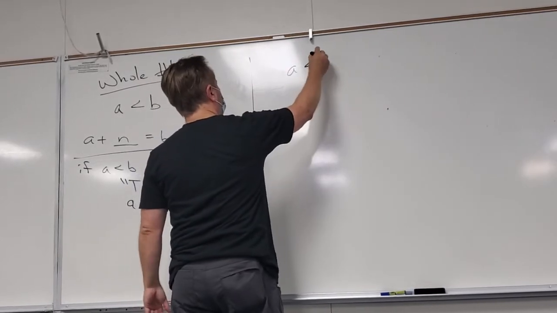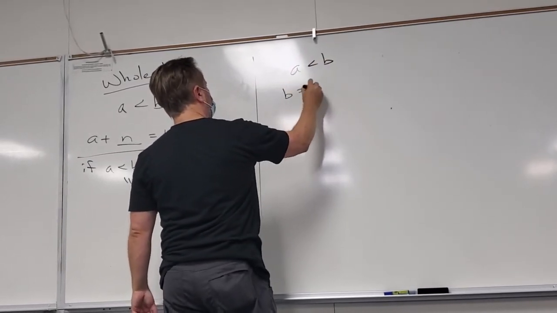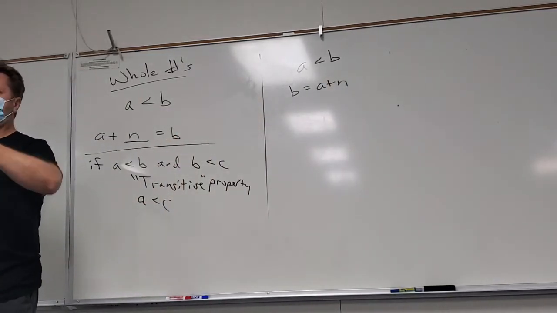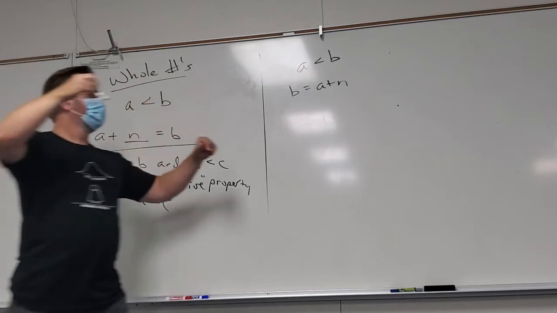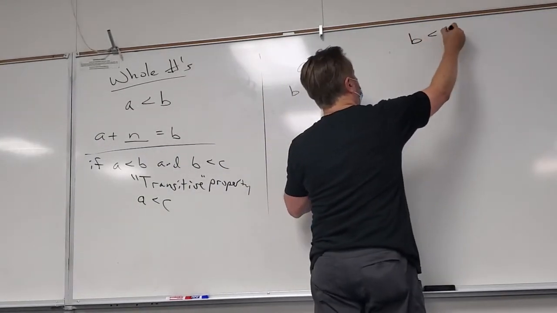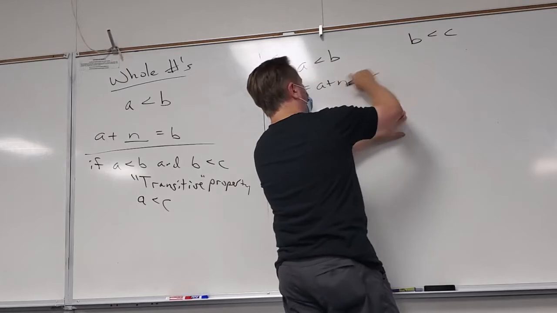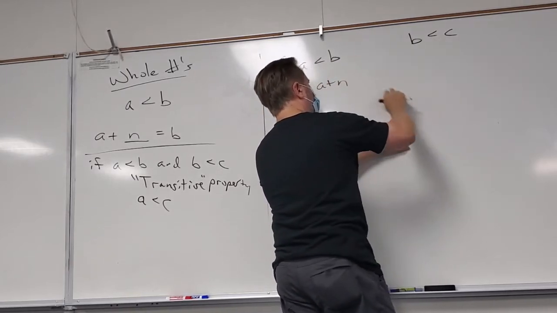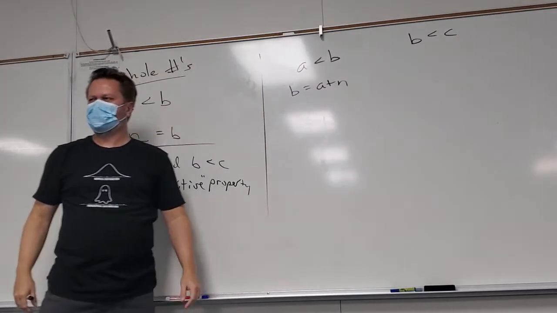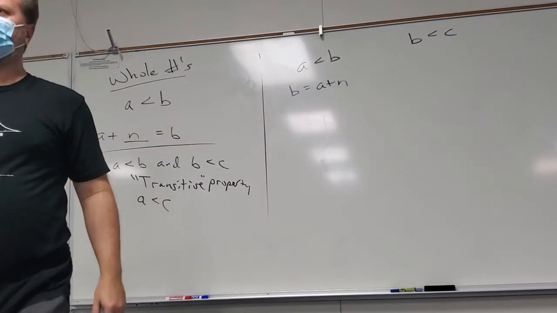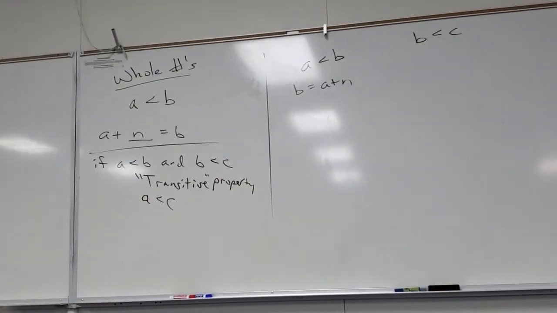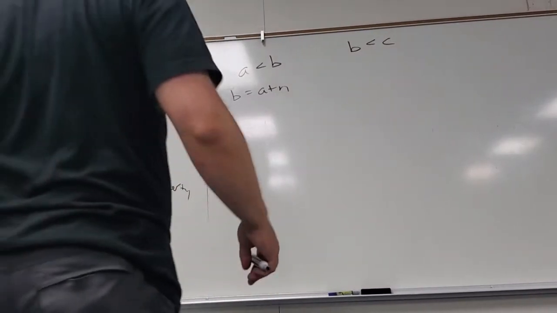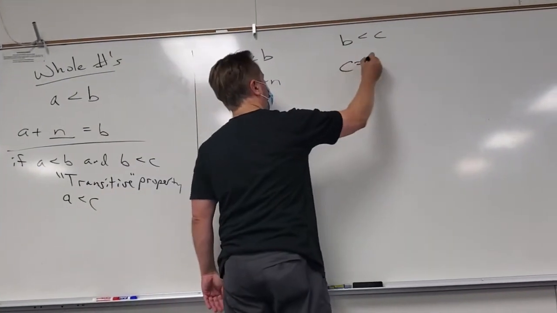So if A is less than B, that means that B is A plus N. Yes, we know that. Where N is just some whole number. If I want you to write something like that here, go ahead and try to write it, and then we'll see if somebody gets it right. There's a little something you have to be careful about. So why can't you do this?